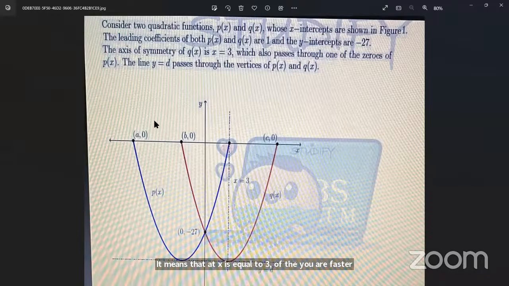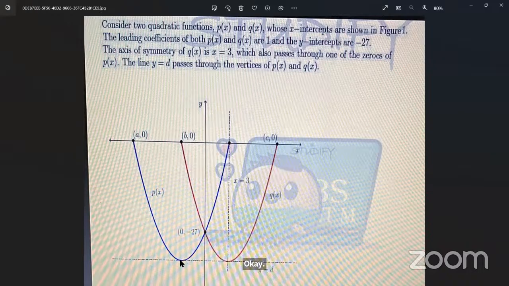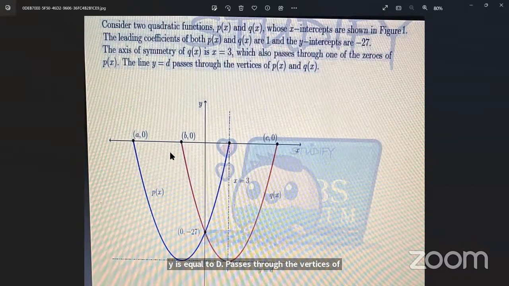The line y equals d passes through the vertices of p(x). What is your vertices of p(x)? This one, right? Yes, sir. So y equals d. It means that if you draw a line like this, just follow the pointer. I am not able to write here. Got it.